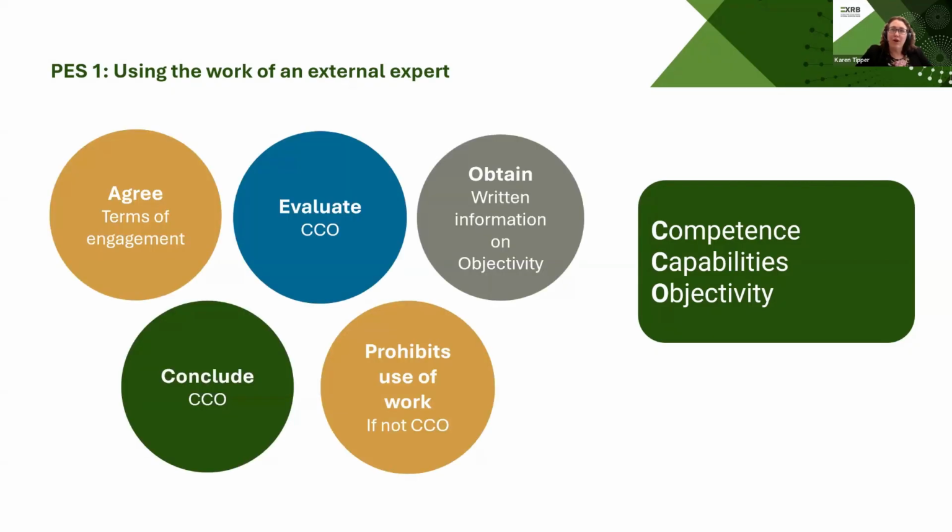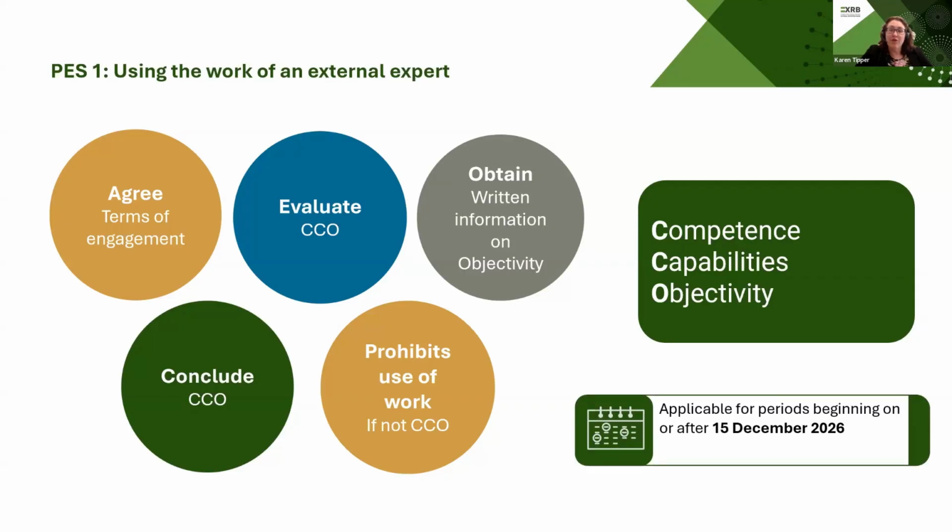So there are 5 steps to this framework, as shown on the screen: agreeing the terms of the engagement, and a requirement to evaluate the competency, capability, and objectivity of the external expert. And one that I wanted to highlight is a requirement to obtain written confirmation from that external expert on their objectivity as part of deciding whether to use the work of that external expert. And then there are various documentation and conclusion requirements. And if you do assess that the expert is not competent, capable, or objective, then you are not allowed to use the work of that expert. All of these revisions are applicable for periods beginning on or after the 15th of December 2026.